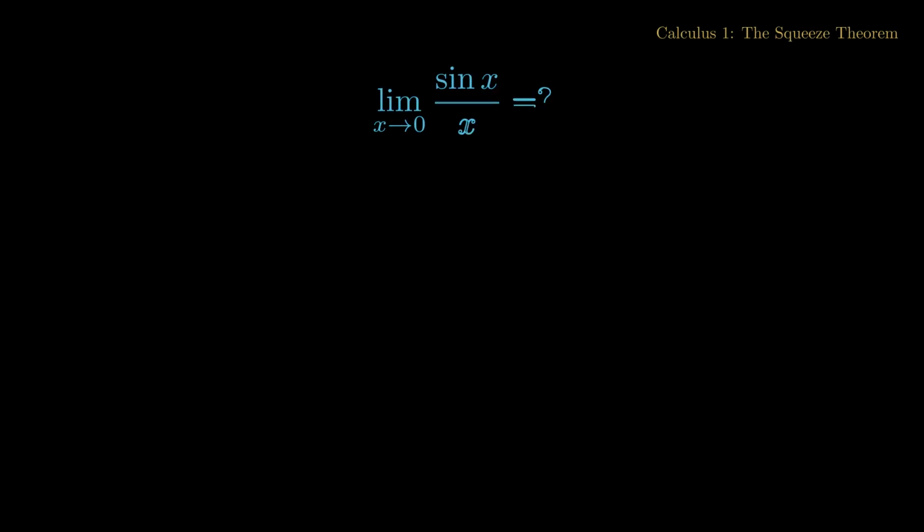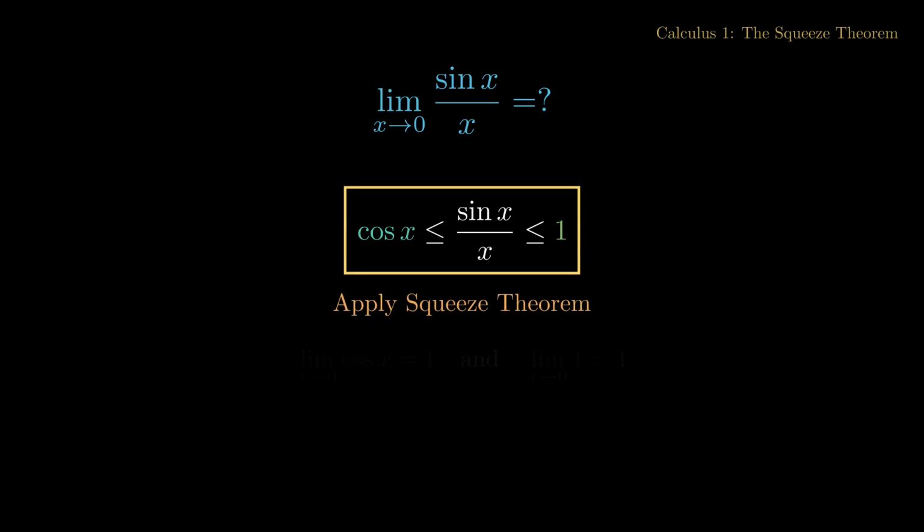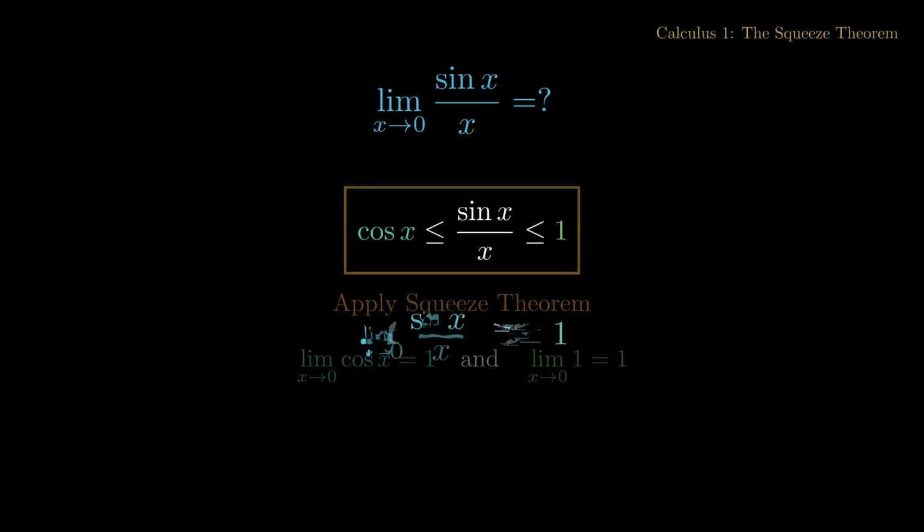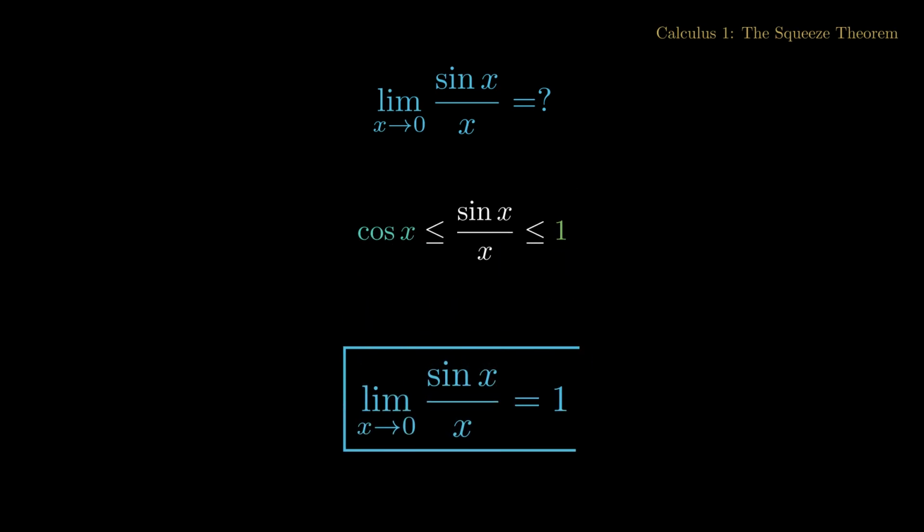As x approaches 0, they approach infinity. Refined to 0 is less than or equal to sine x divided by x, which is less than or equal to 1 for small x. Apply the squeeze theorem here. 0 and 1 converge to 0 and 1 respectively. Therefore, the limit of sine x divided by x is 1.